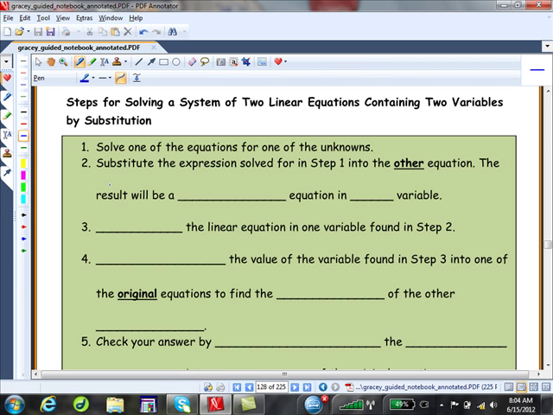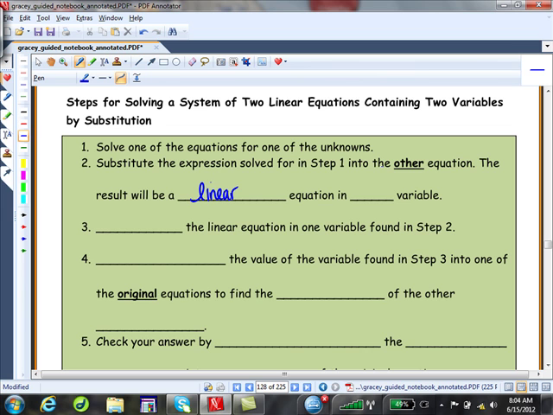Now here's the important thing. If you're using substitution, once you've isolated the variable in one equation, you have to take that expression and substitute it in for the appropriate variable in the other equation. If you do it in the same equation, you won't get anywhere. So substitute the expression solved for in step 1 into the other equation. The result will be a linear equation in one variable, which you know how to solve.